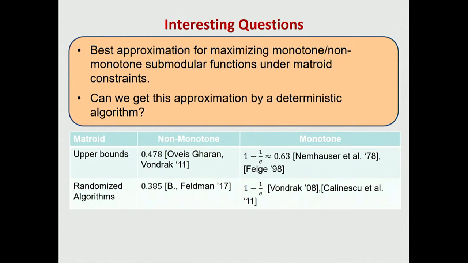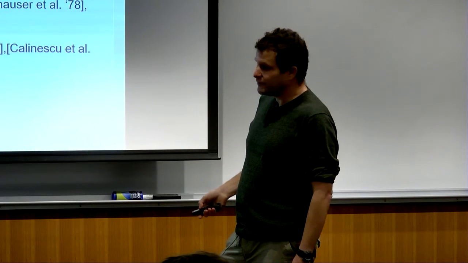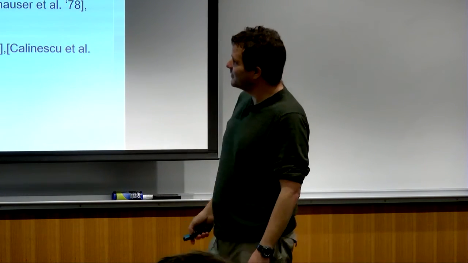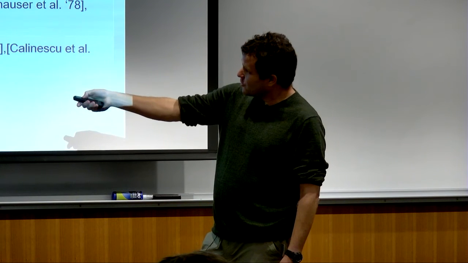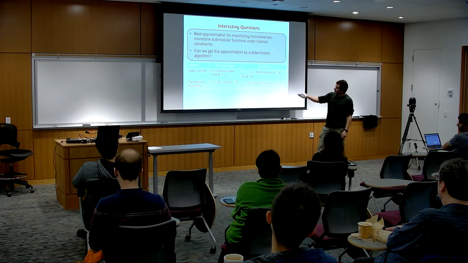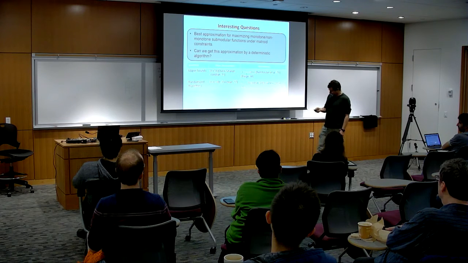What is known? So randomized algorithms. For monotone functions, I will show you a sketch of an algorithm that gives you 1 minus 1 over e. This is much better than half of the greedy. This is for any matroid? For any matroid, yes. I will show part of it. I don't have a lot of time. And I will try to show you how to get for non-monotone functions 38.5%, which is the best known. Probably both of these are not tight, and this will be the open question at the end.